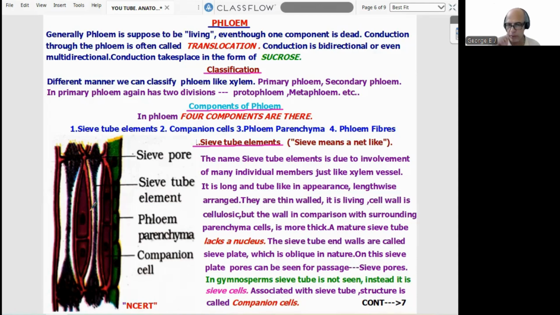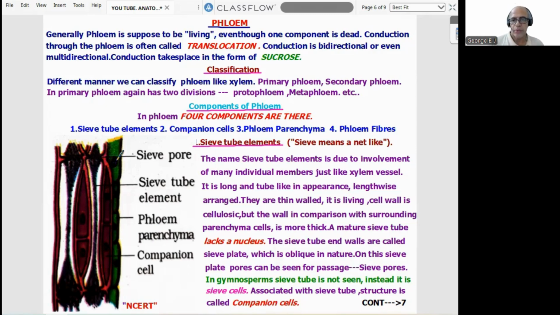Lengthwise arranged, they are thin walled. It is living, the cell wall is cellulosic, but the wall in comparison with the surrounding parenchyma cell is thicker. A mature sieve tube lacks a nucleus. Sieve tube end walls are called sieve plates. So this is the sieve tube element you can find. And here you can find the sieve plate diagram, a little bit dark still, the NCERT diagram only. But in the present NCERT, I think this diagram is not there.